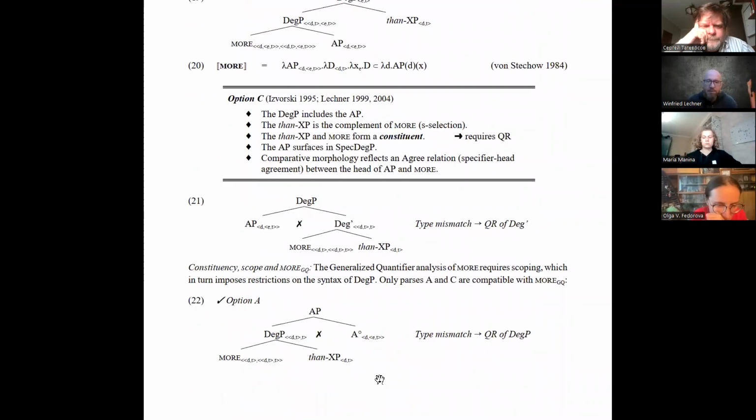Let's see what that would mean for option C. It assumes, let's stick again with the assumptions of the generalized quantifier analysis of degree heads, that we have more combining with the than phrase. This is possible, and we end up here with the generalized quantifiers of degrees that cannot combine with the adjective denotation, so QR will rescue the derivation.